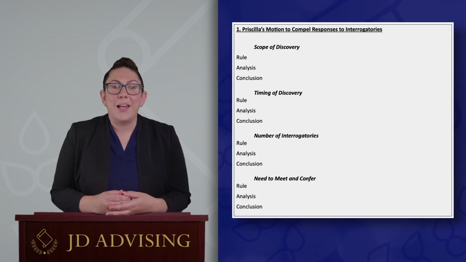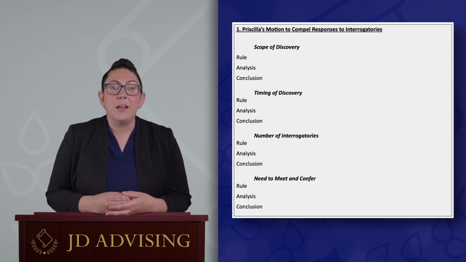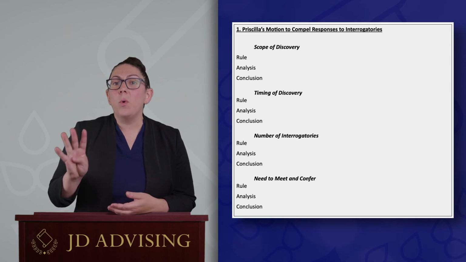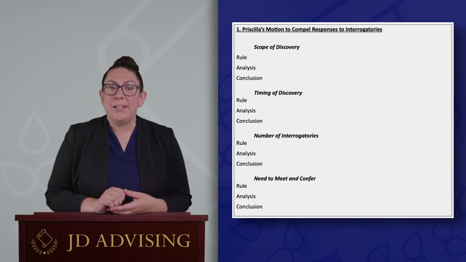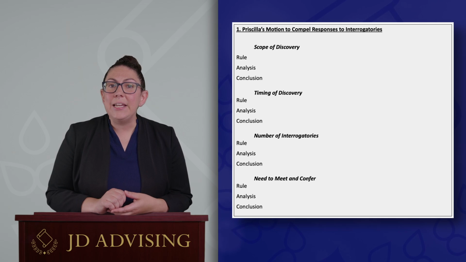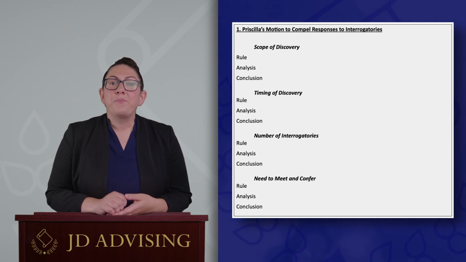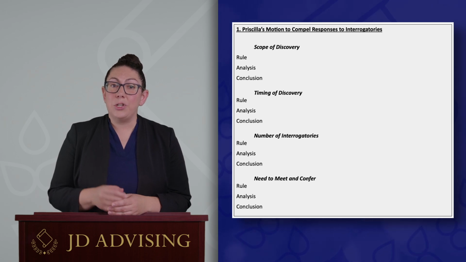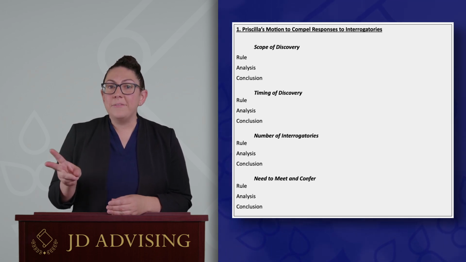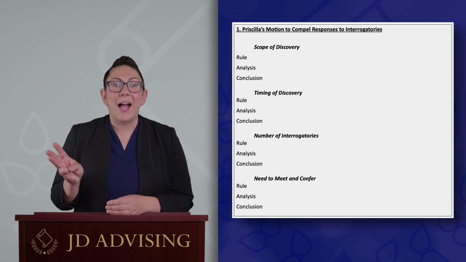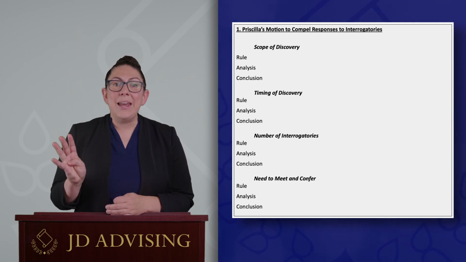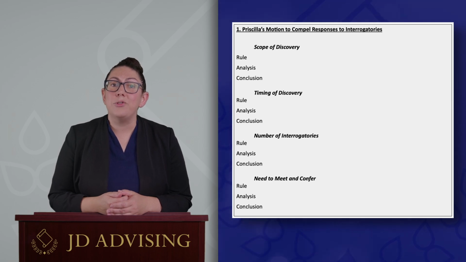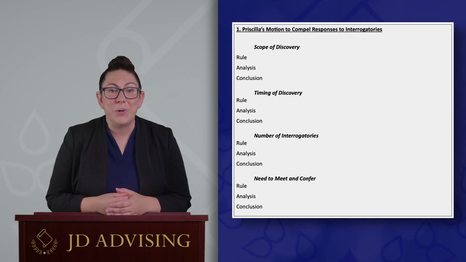Looking at the first question, which is about Priscilla's motion to compel responses to the interrogatories, I can think of 4 legal issues that need to be addressed here. So you'll need an IRAC for each of those 4 legal issues. Each IRAC should start with a subheading. Here you can see that the scope of discovery, timing of discovery, number of interrogatories, and need to meet and confer are the sub-issues relevant to the question about Priscilla's motion to compel responses to interrogatories.